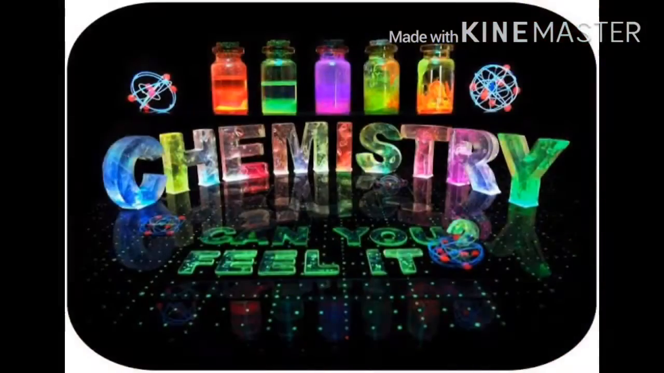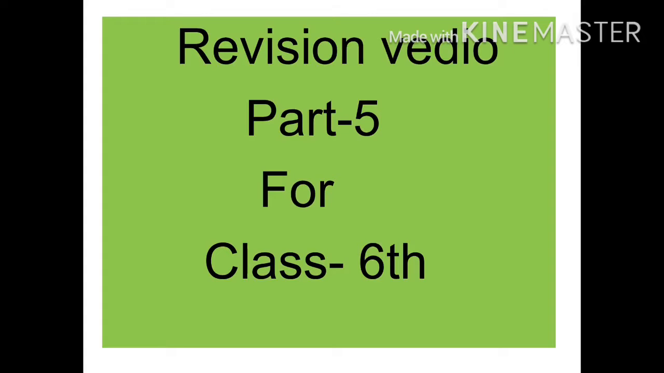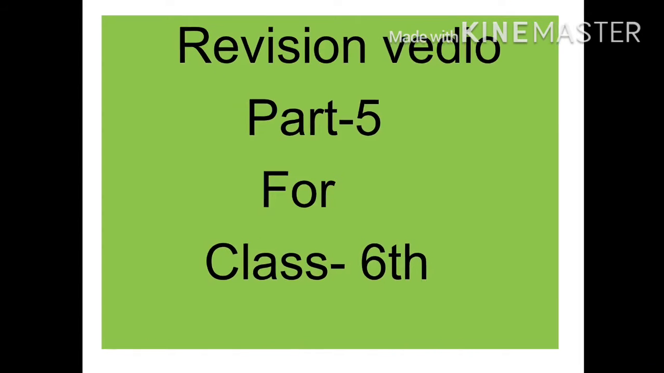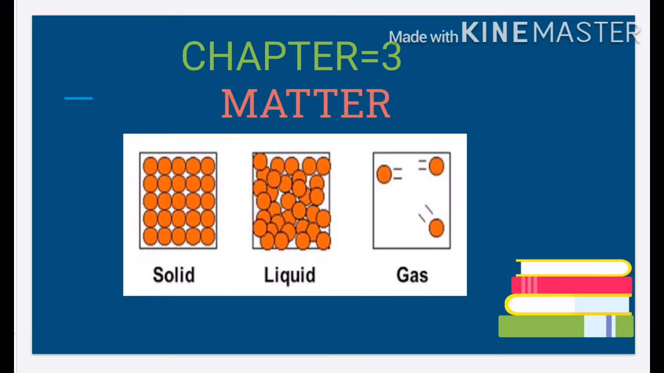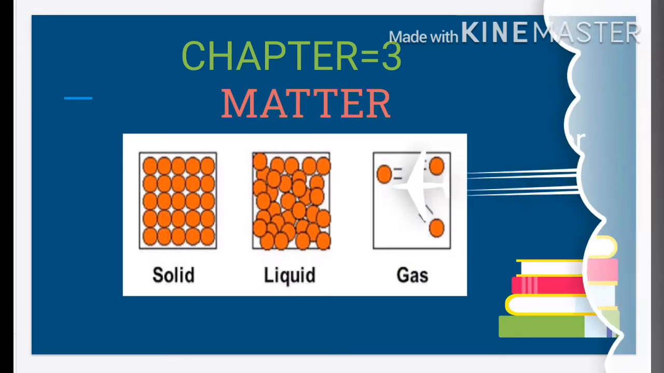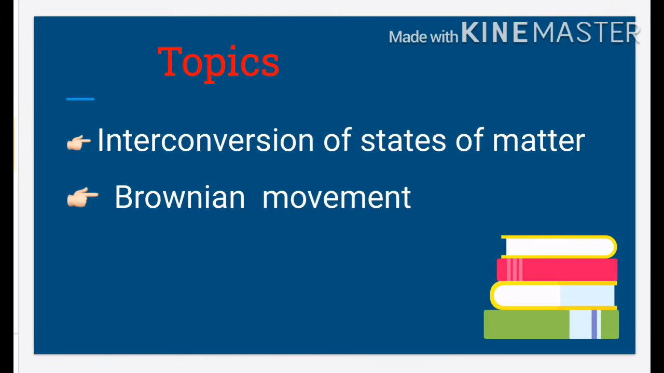This is your chemistry class and here is your revision video part 5, and today we are going to start our next chapter, that is chapter number 3, matter. And in this chapter we are going to revise the topics interconversion of states of matter and Brownian movement. So firstly we will start interconversion of states of matter.